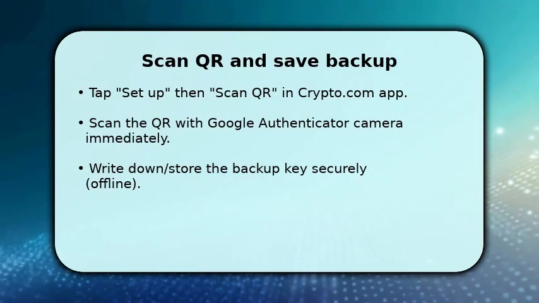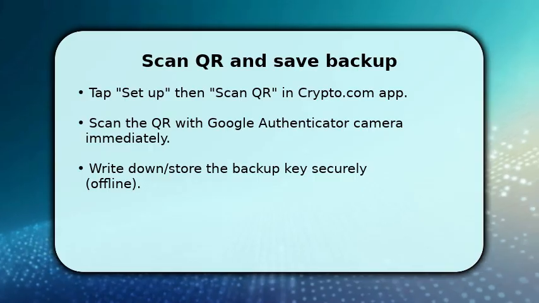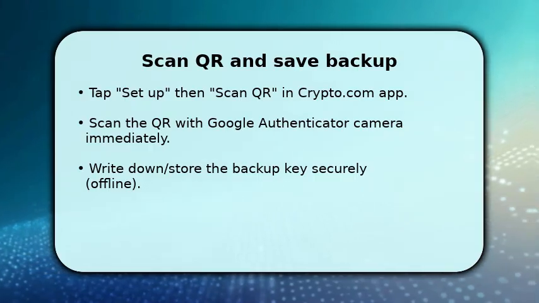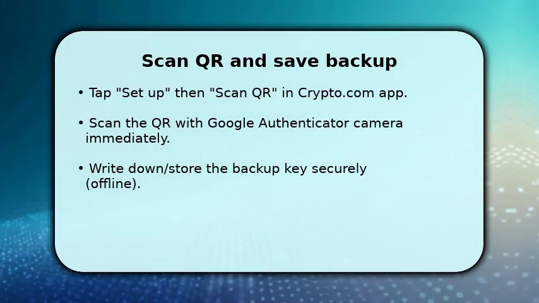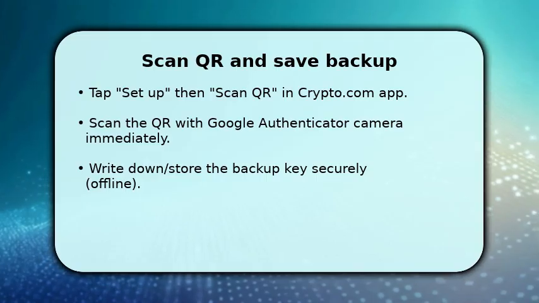You will now scan the QR code with Google Authenticator. Tap Setup in Crypto.com, then choose Scan QR. Align the QR in Authenticator's camera view and add the account. The app will immediately start generating time-based codes.